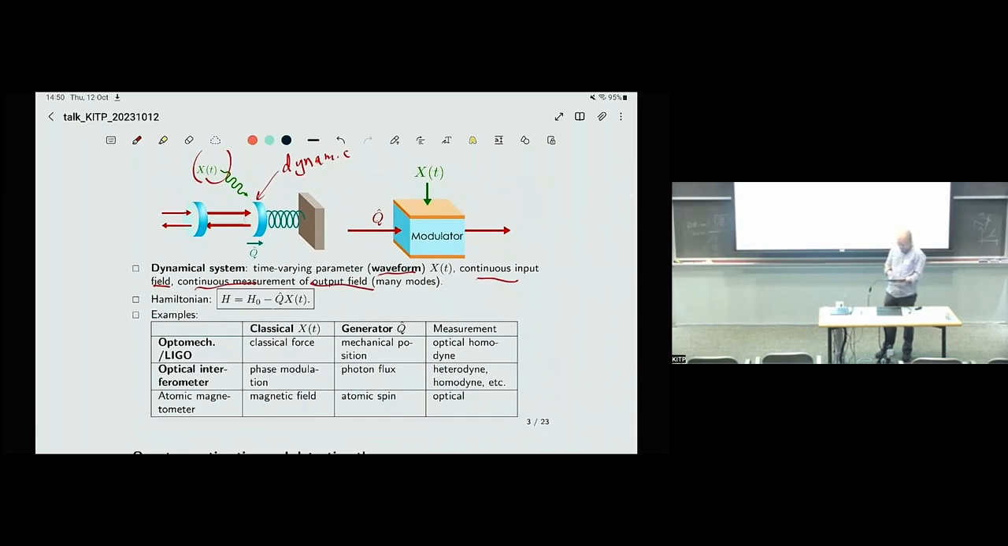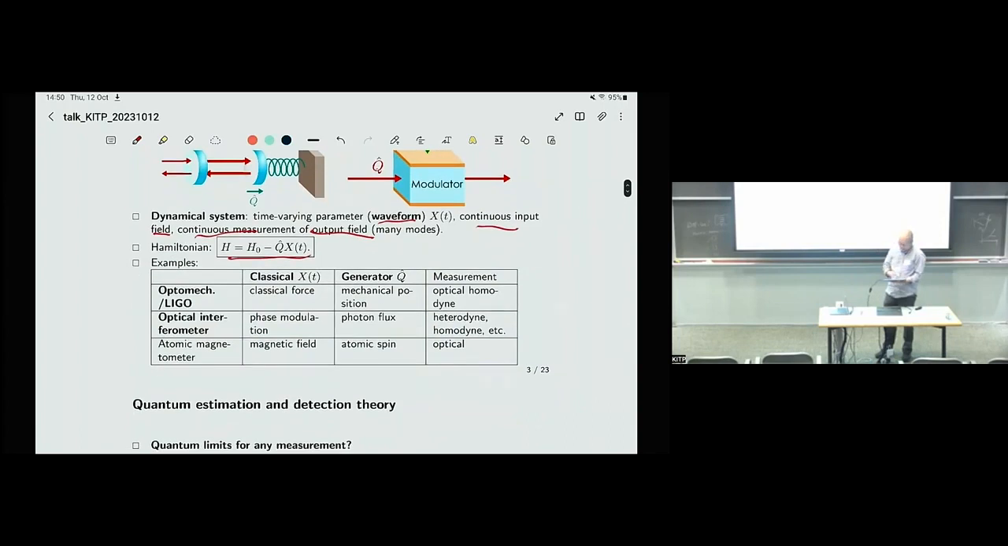Going to focus on this type of Hamiltonian where there's a linear coupling of the unknown waveform to the quantum system. For example, if you're looking at optomechanics, then you have a classical force, a classical gravitational wave. The generator in the Hamiltonian is the mechanical position or the relative position of two mirrors. You do homodyne measurement continuously.